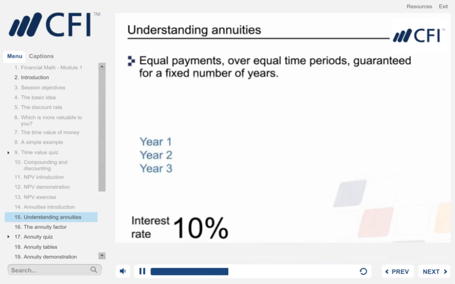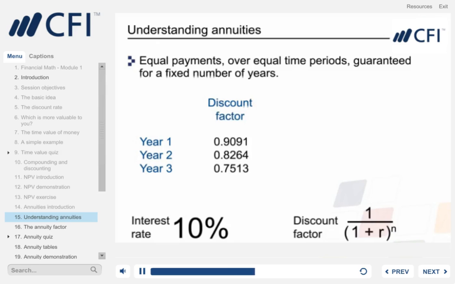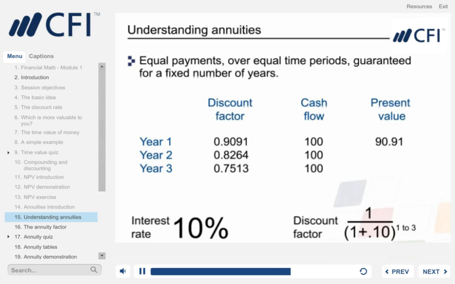Using our discount factor formula, where R is 10%, we can work out each of the 3 discount factors. Remember the formula is 1 divided by 1 plus R, all to the power of n. We can then easily calculate the present value of the annuity by first multiplying the future values by their discount factors, and then by adding all the present values together. So the present value of this annuity is $248.69, which is how much we would be prepared to pay to receive it.